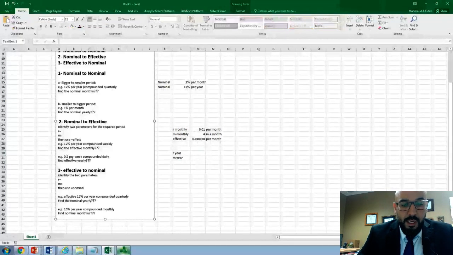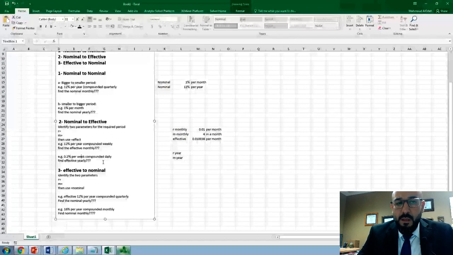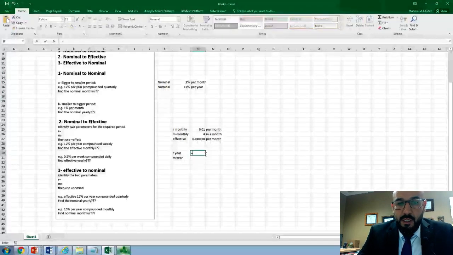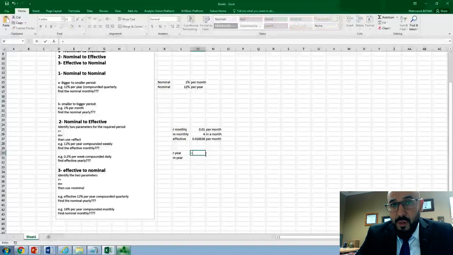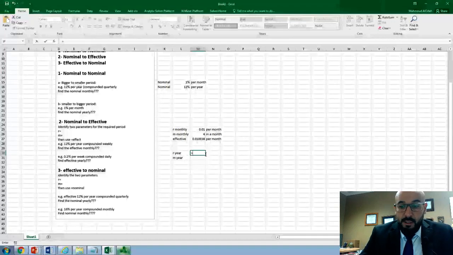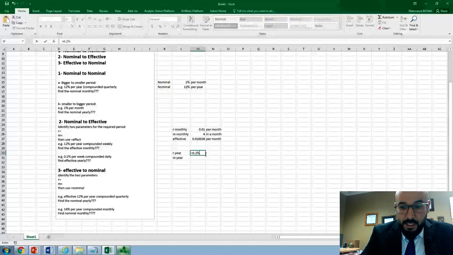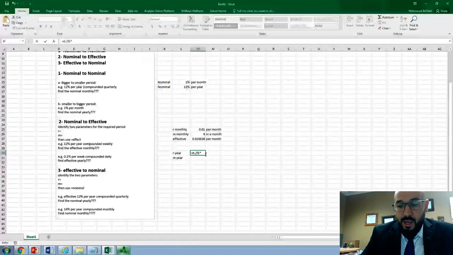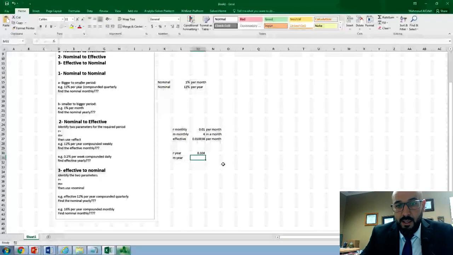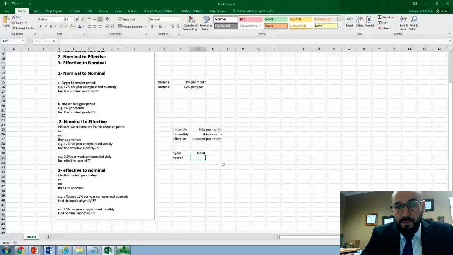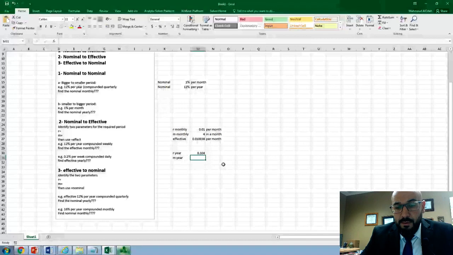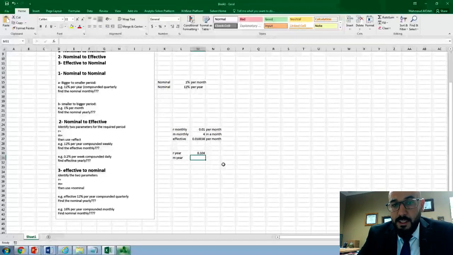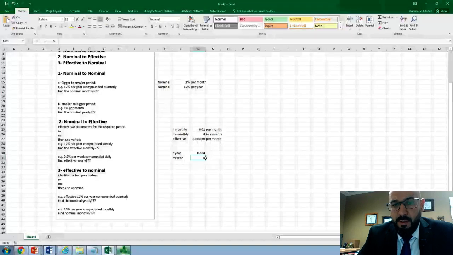All right, so now we have 0.2% per week. What is that equal per year? Going back to case one, nominal to nominal. So that would be equivalent to 0.2% times from week to a year. We have 52 weeks in a year. That would give you 10.4. Okay, so the nominal is 10.4% per year.